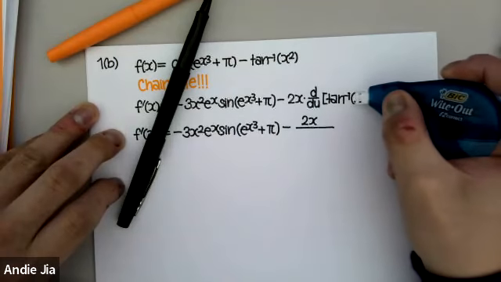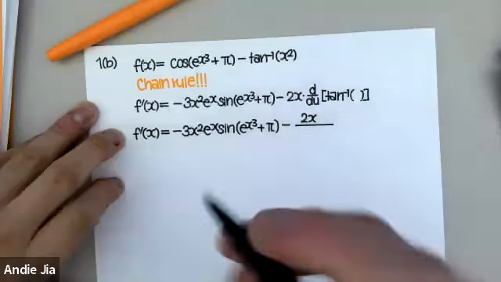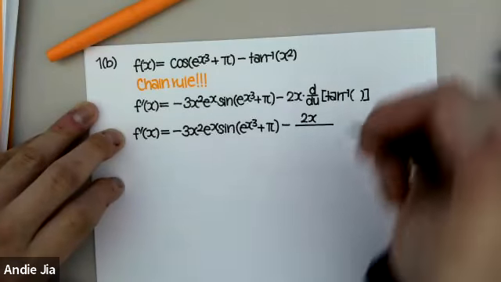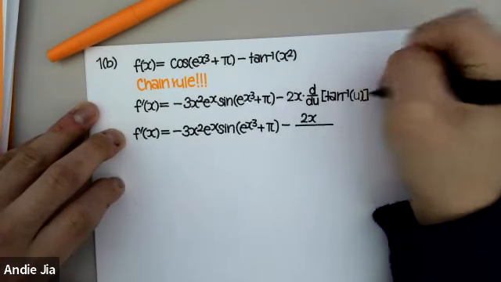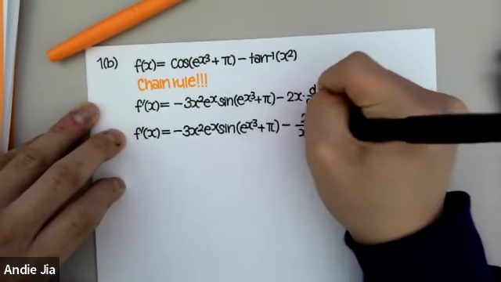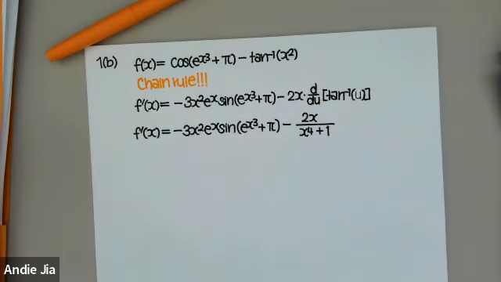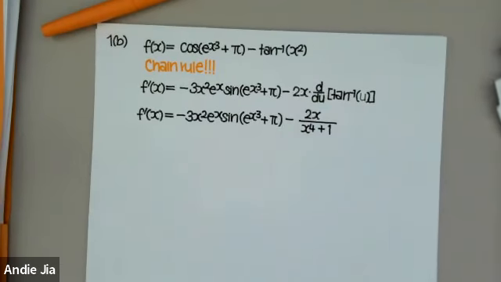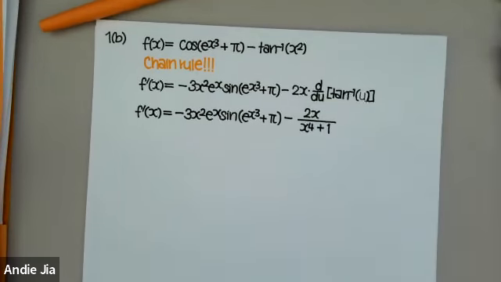Oh, wow. This is another mistake, but I caught it. This is a good thing. It's actually x to the 4 plus 1. That is the derivative.